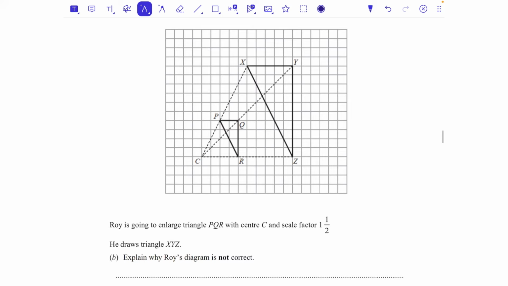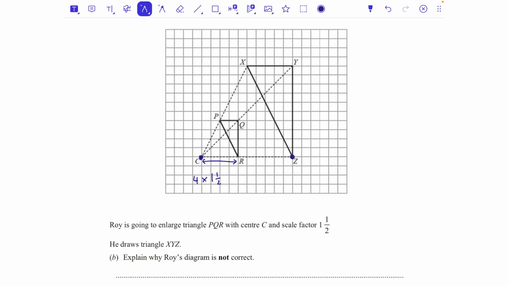And the next one, Roy is going to enlarge PQR with centre C and scale factor 1.5. He draws triangle XYZ. Explain why Roy's diagram is not correct. So if we're enlarging this triangle with a scale factor 1.5, we would expect all of the sides to be 1.5 times bigger. And also for the distance from the centre to the shape to be 1.5 times bigger. If we look at the bottom point, we can see that it is 4 squares away from C. 4 times 1.5 is 6. So we would expect it to be 6 away from C at the end.